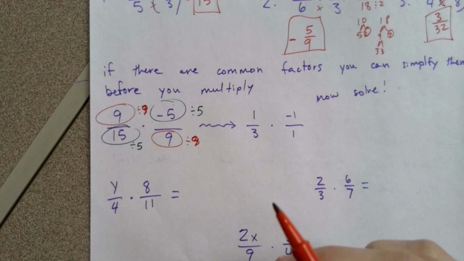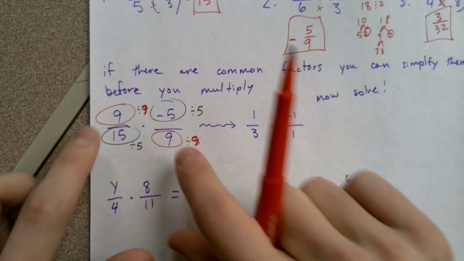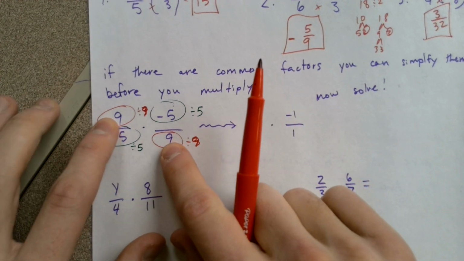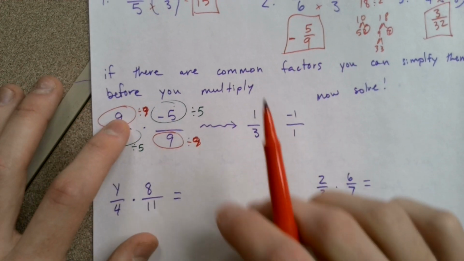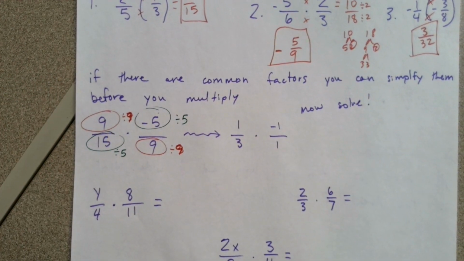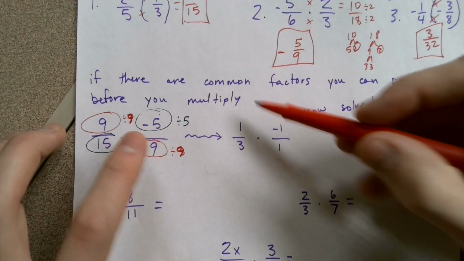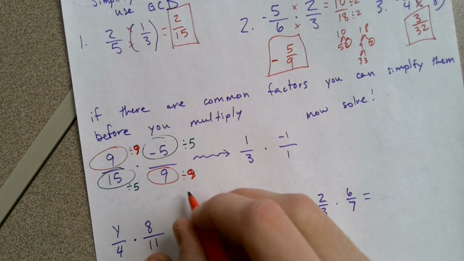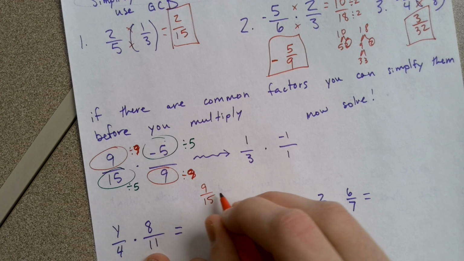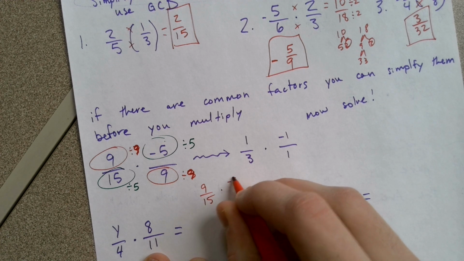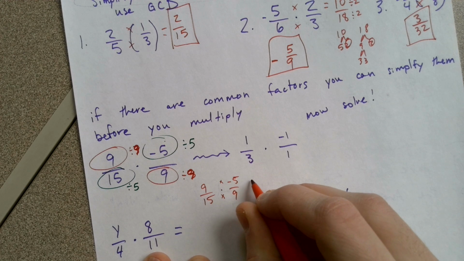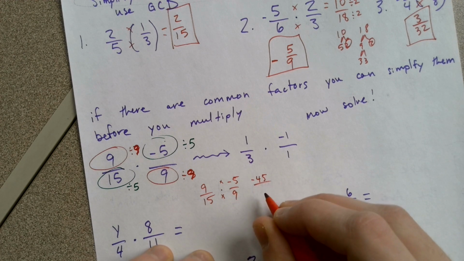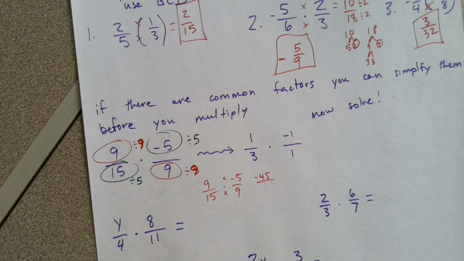They can be anywhere, doesn't have to be in a certain spot. I had a 9 on top, 9 on bottom over here. I know I could divide both those by 9. They had some common factors. Divide them both by 9. Got 1 on top, 1 on bottom. I'll show you how this would work out. 9 over 15 times -5 over 9. We multiply straight across the top, straight across the bottom. We'd have -45 on top and bottom. I'll punch this one in the calculator quick.